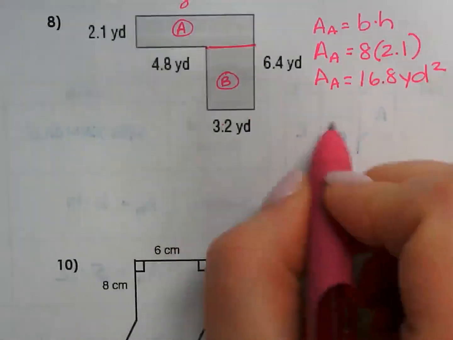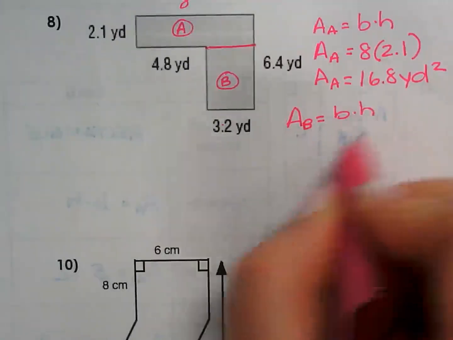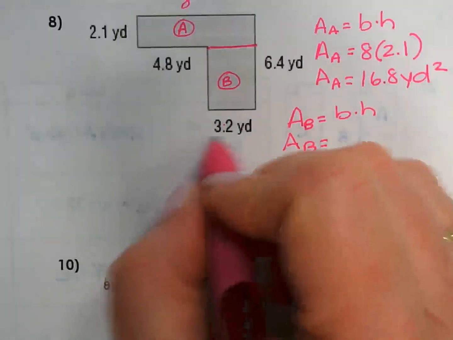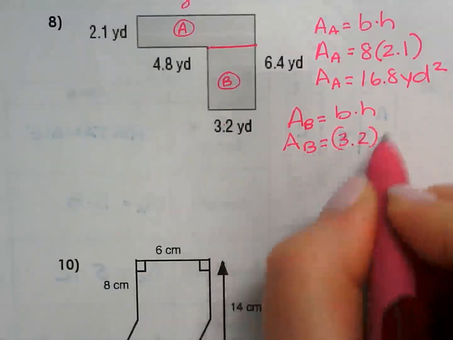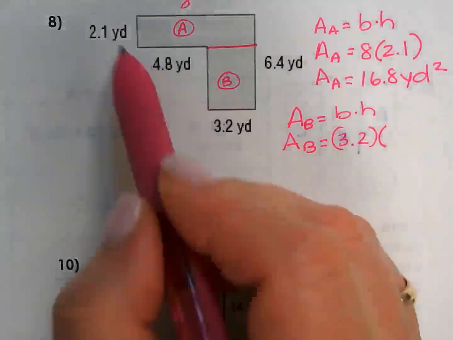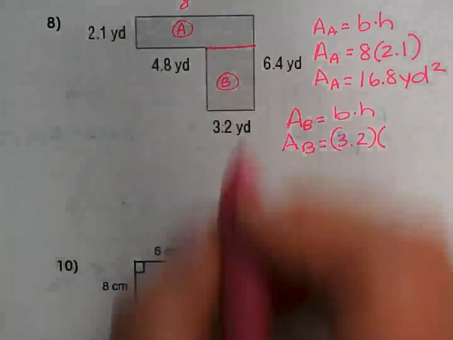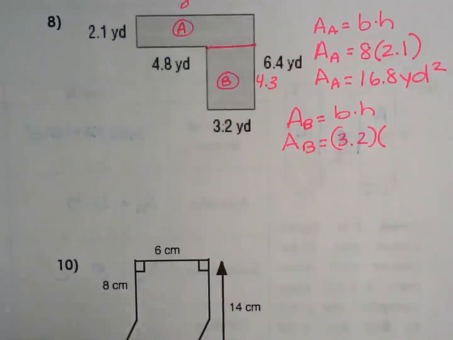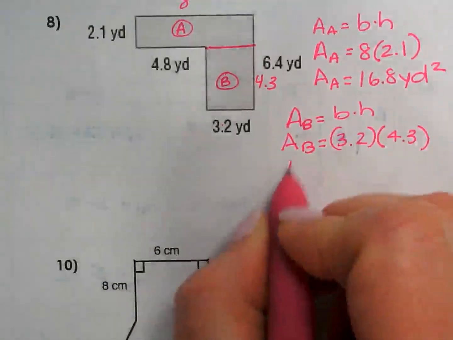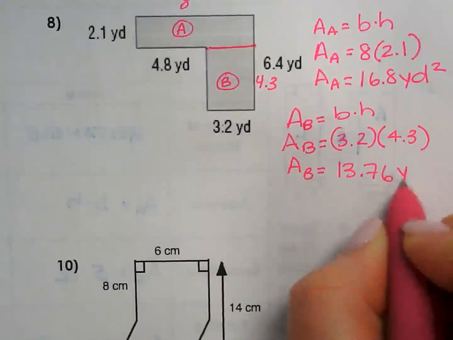And then the area of B is also a rectangle, so it's base times height. The area of B is going to equal, again, we've got to figure out the dimensions. So the base is 3.2, and the height we have to figure out. So if this entire thing is 6.4, and this part of it is 2.1, then we're going to subtract to get that this part of it is 4.3. And that times 3.2 is equal to 13.76 yards squared.